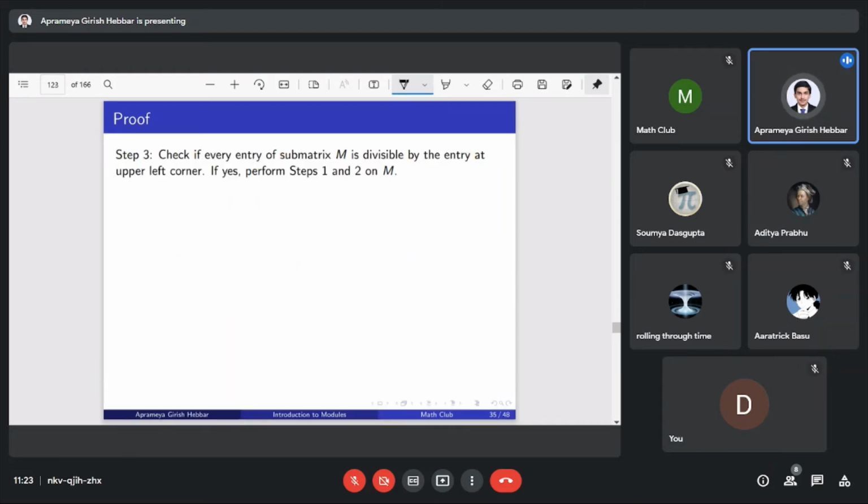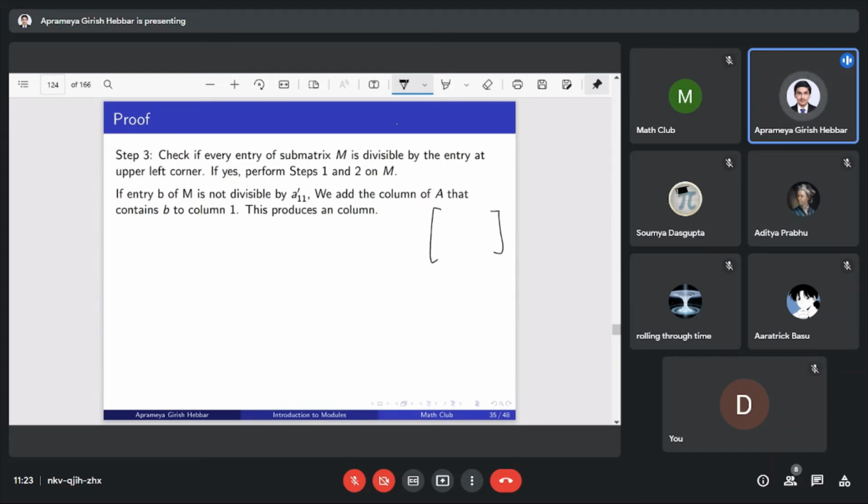So we check if every entry of submatrix M is divisible by the entry at the upper left corner. If yes, we perform steps 1 and 2 on M. Or let's say an entry B of M is not divisible by a11. What we do is add the column of A that contains B to column 1. So then you have a11', you add this column to column 1, so you have B here, and here you have the submatrix M. The rest are all 0.